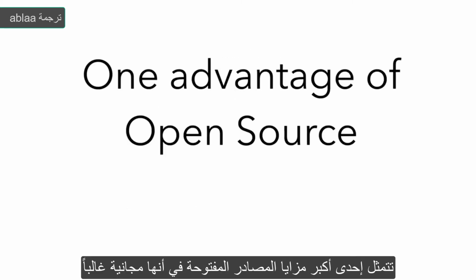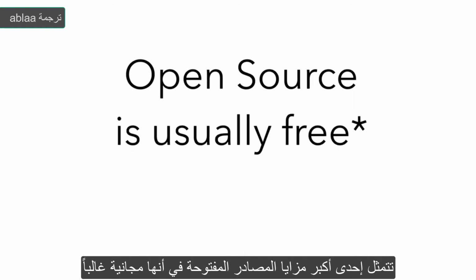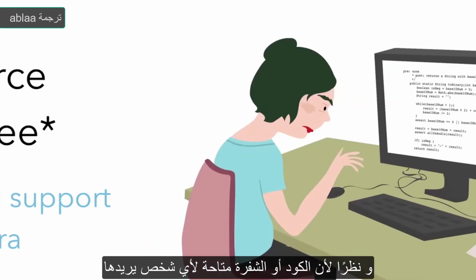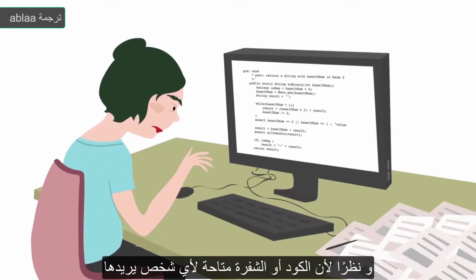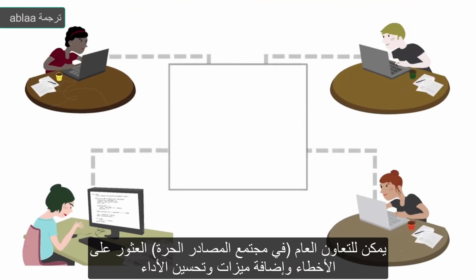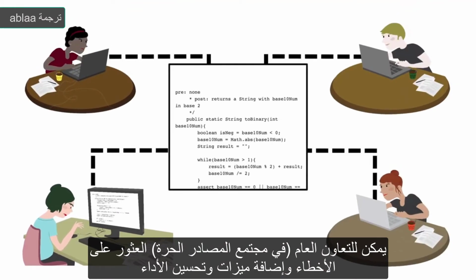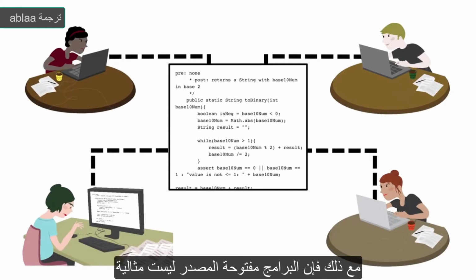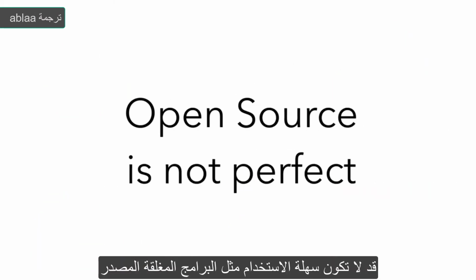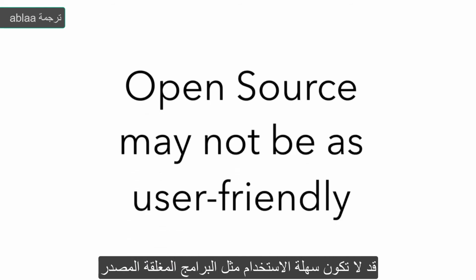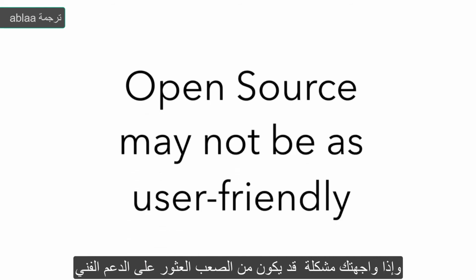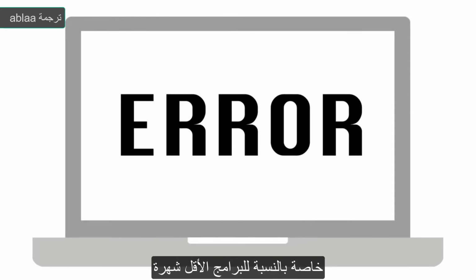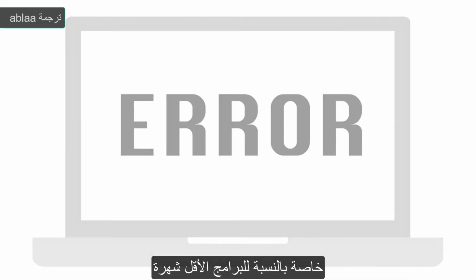One of open source's biggest advantages is that it's usually free, though some features and technical support may cost extra. Also, since the code is available to anyone who wants it, public collaboration can find bugs, add features, and improve performance within a relatively short amount of time. With that said, open source software is not perfect. It may not be as user-friendly as closed source software, and if you run into trouble, it may be difficult to find technical support, especially for less popular programs.